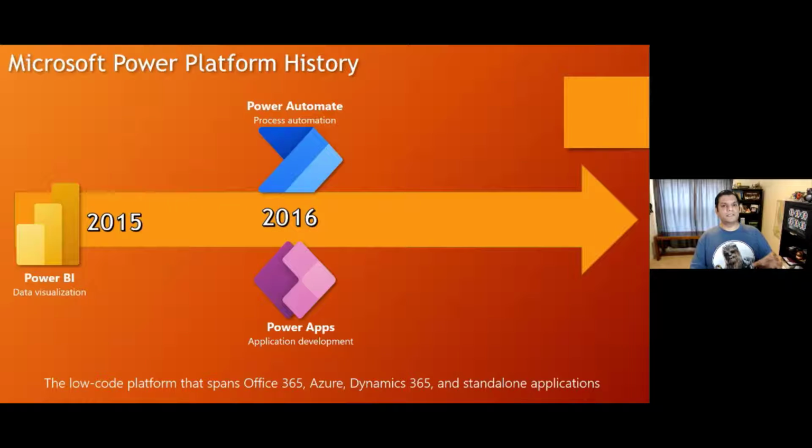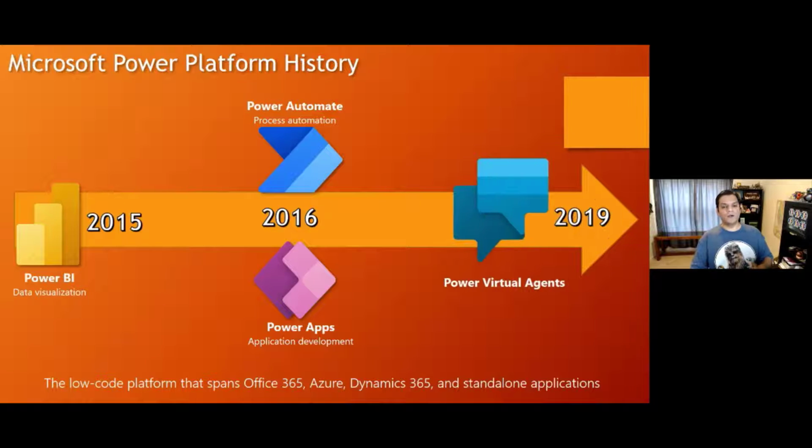So when all three were there, the next one that came out was Power Virtual Agents, in 2019. So this has been the history and the roadmap of all four members of the family. And I always like to reminisce about this, because this entire service is now in its fifth year. It is tried, it is tested, and it is now a very established service system.